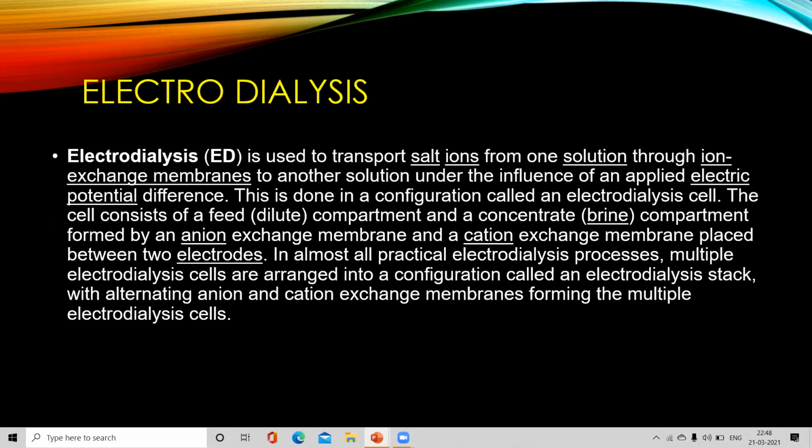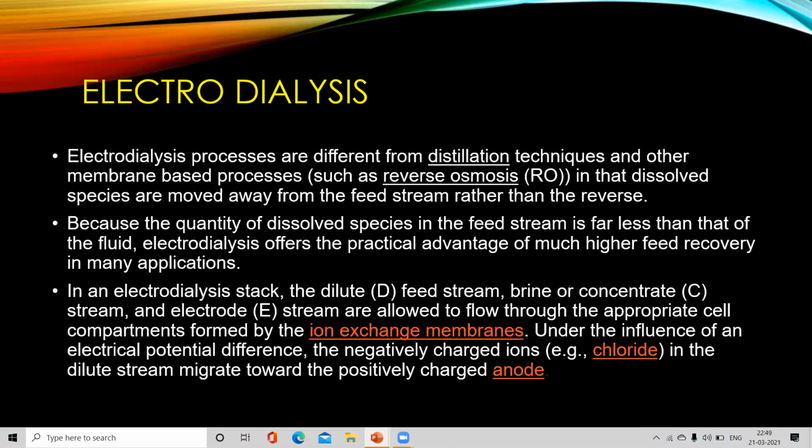The cell consists of a feed compartment and a concentrate compartment formed by an anion exchange membrane and a cation exchange membrane placed between two electrodes. In almost all practical electrodialysis processes, multiple electrodialysis cells are arranged into a configuration called an electrodialysis stack, with alternating anion and cation exchange membranes forming multiple electrodialysis cells.